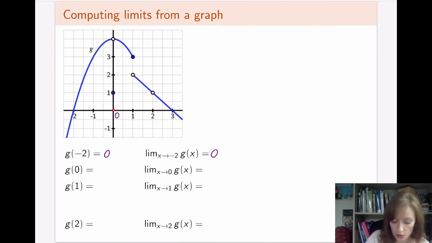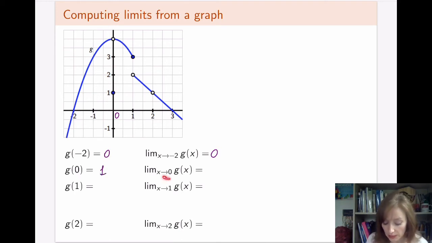Okay, so g of 0, I'm going to go up on x equals 0 and look for where the function is, or where does it exist. And it exists right here. This is the filled in dot, right? This is a hole. So my g of 0 is actually equal to 1. That's where the function at 0 is computed.